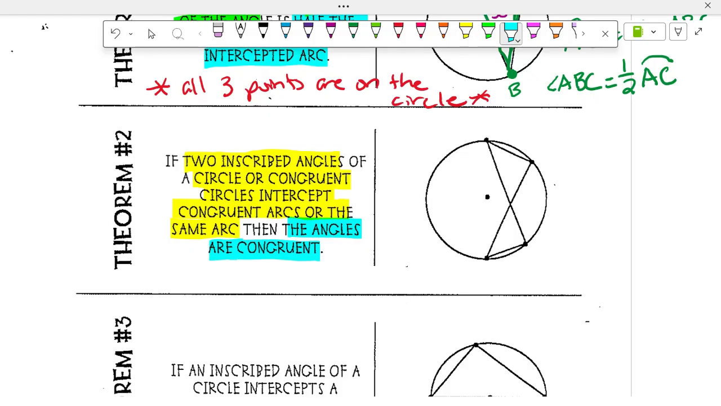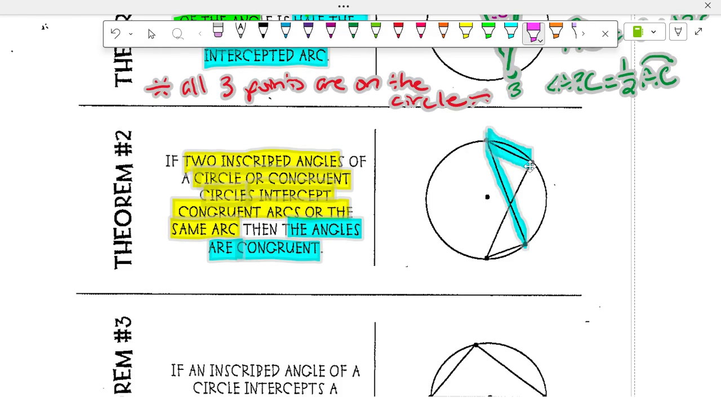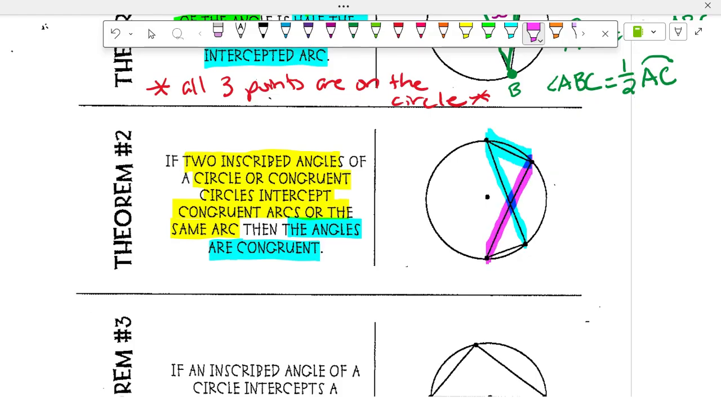So the same property remains. It's still half the intercepted arc. But let's look at these two angles here. So the angles that they're talking about, these are the intercepted arcs. So right here and right here. These are the two intercepted arcs. Now, or inscribed angles, sorry. But they do intercept the same arc. You guys see how they both have the same ice cream?